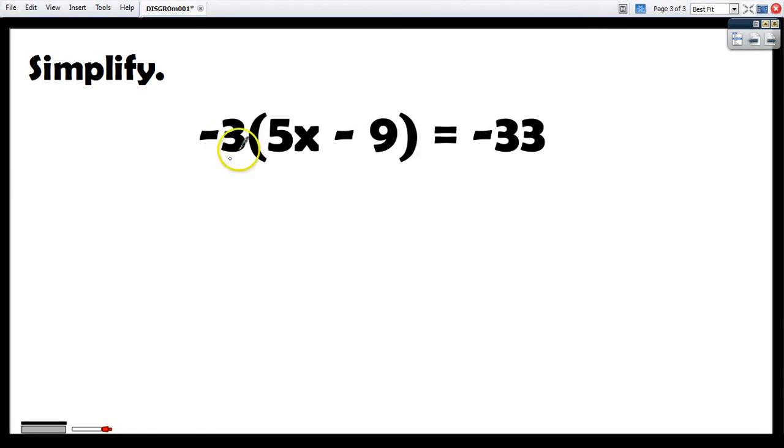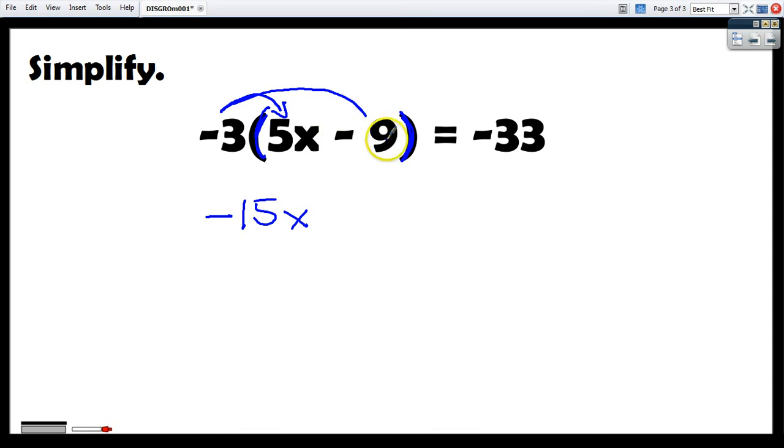What we have here is negative 3 times our container, our parentheses, and inside those parentheses is contained 5x minus 9. Again, the other side of the equal sign we're not concerned about. So we're going to distribute this multiplication. Negative 3 times the parentheses, which means if we do it piece by piece, it's negative 3 times 5x, which would be negative 15x, and negative 3 times our minus 9.